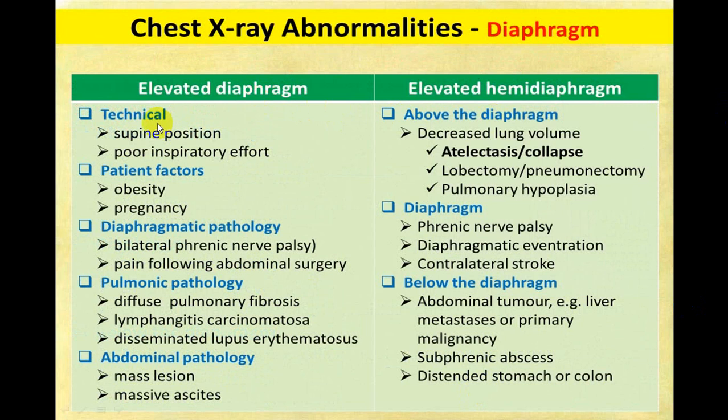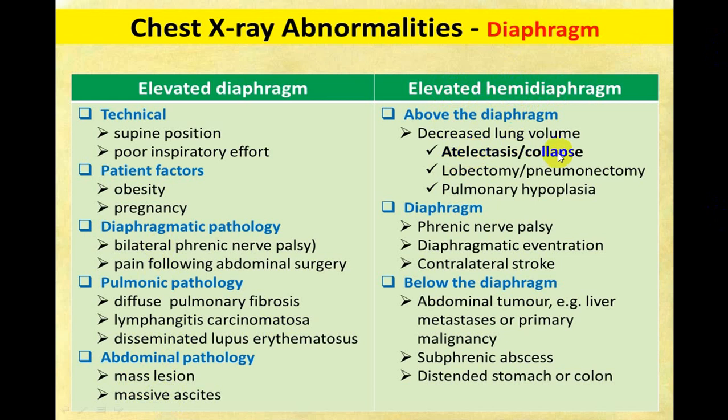So elevated diaphragm: technical, obesity, pregnancy, diaphragm pathology like phrenic nerve palsy, or in a case of abdominal surgery, in a respiratory condition, pulled up, fibrosis, collapse, pneumonectomy, those conditions, and abdominal conditions like massive ascites, a big mass pushing up. The diaphragm will be elevated, one side diaphragm will be elevated.